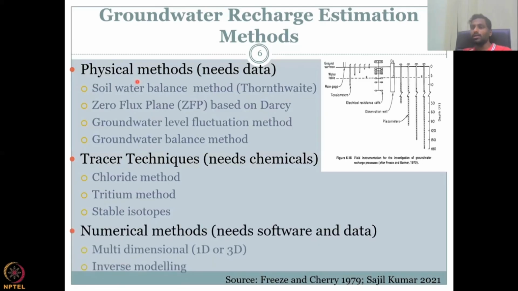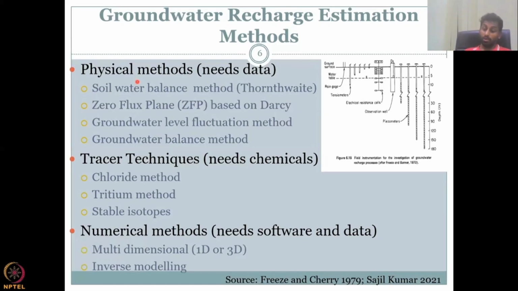Then finally, we have the numerical methods, which are based on pure modeling. There is software which asks you for a lot of data, so it is data heavy, but there are models which can also estimate for you. You just have to tell it, this is the type of soil, this is the rainfall, this is the crop I'm growing. It automatically tells you the groundwater recharge.